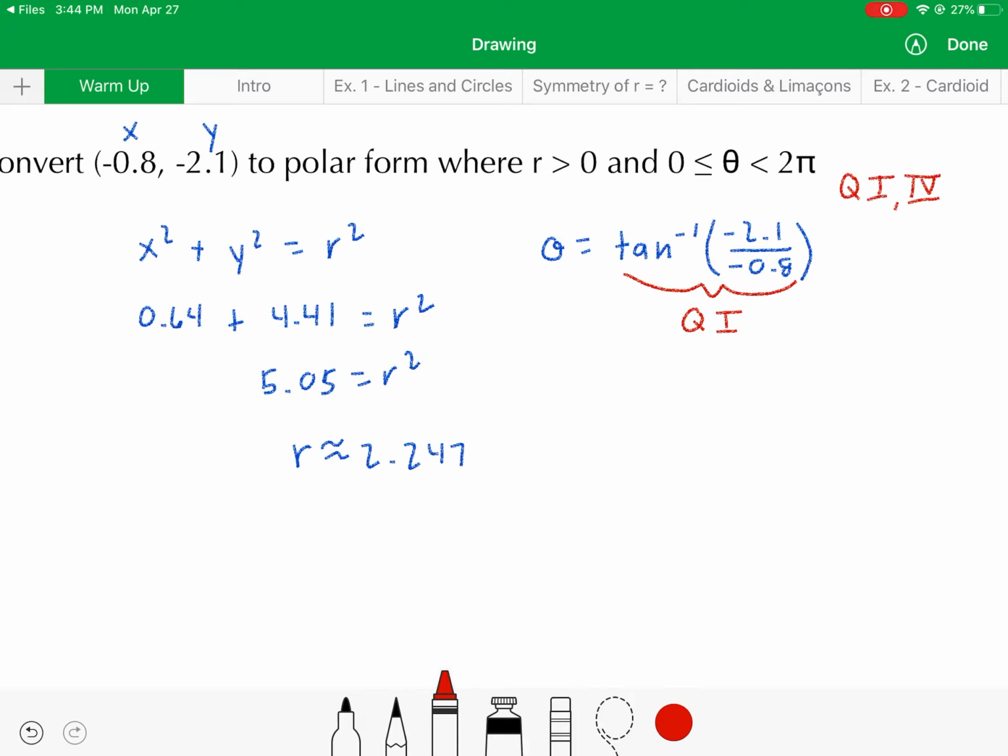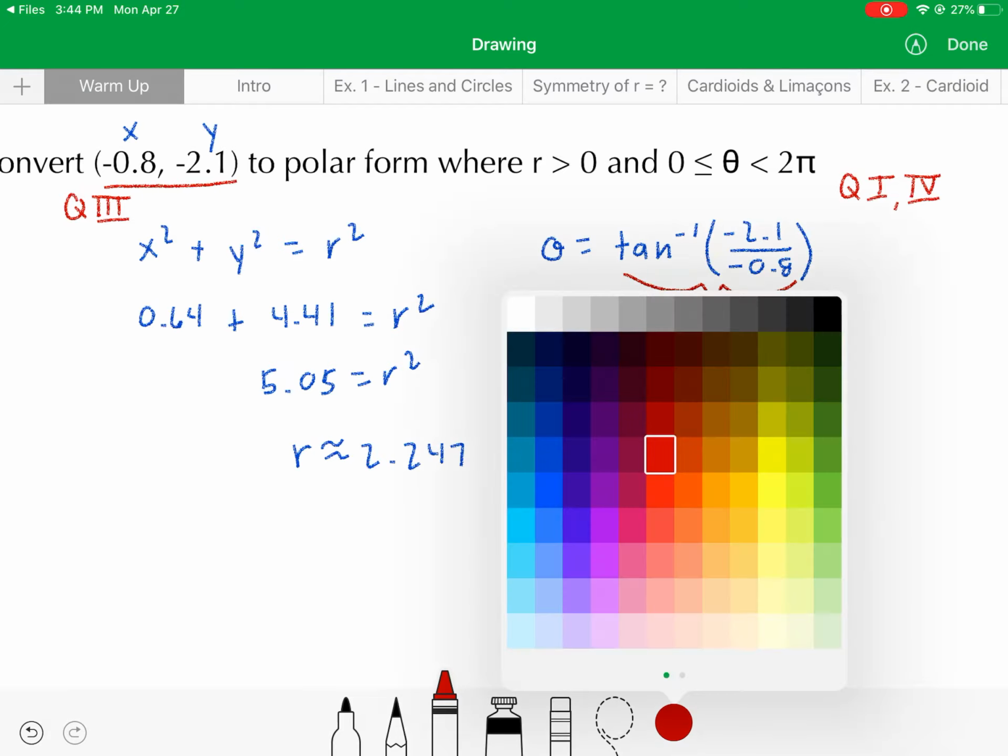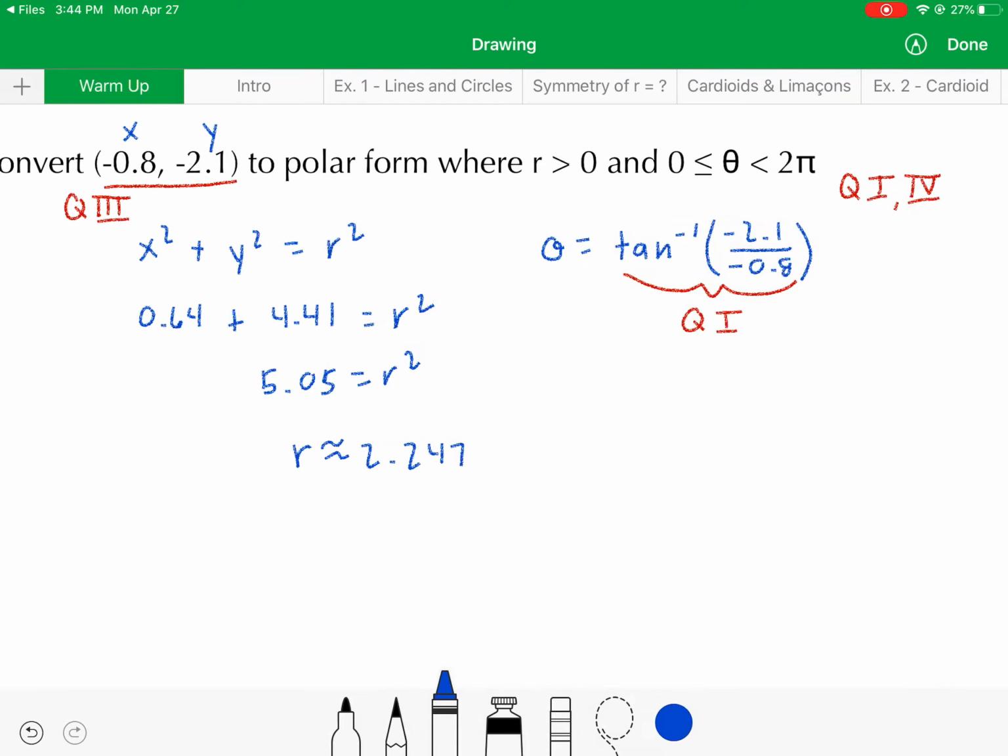But if you go back and you look at the original point in rectangular form, a negative x value and a negative y value means we're actually in quadrant 3, okay? So that means we need to adjust the inverse tangent function here to give us the proper quadrant for theta. To do so, I just need to add pi to it. So this is where some of you went wrong on the quiz. You didn't add that pi, all right?